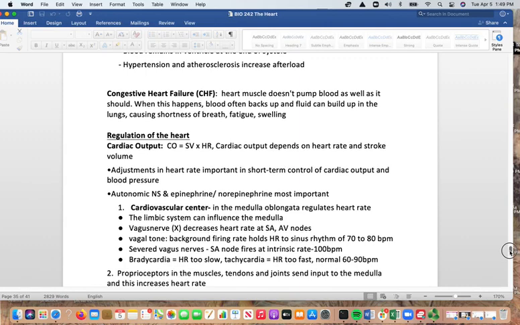With congestive heart failure, the heart doesn't pump blood as well as it should. So a lot of times this starts to back up. The fluid can back up in the lungs, causing shortness of breath. But it will also do that with the other side, meaning it's going to start to back up in other parts of the body when it can't contract as well as it should, and you can have swelling and edema.